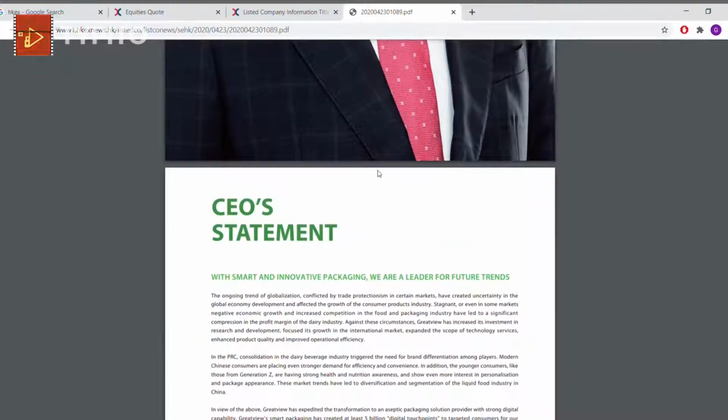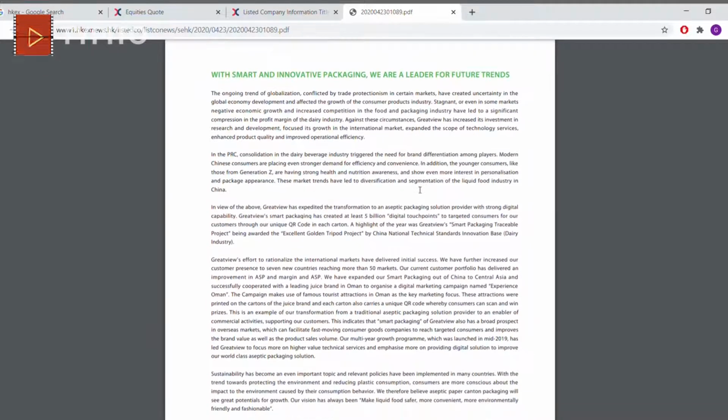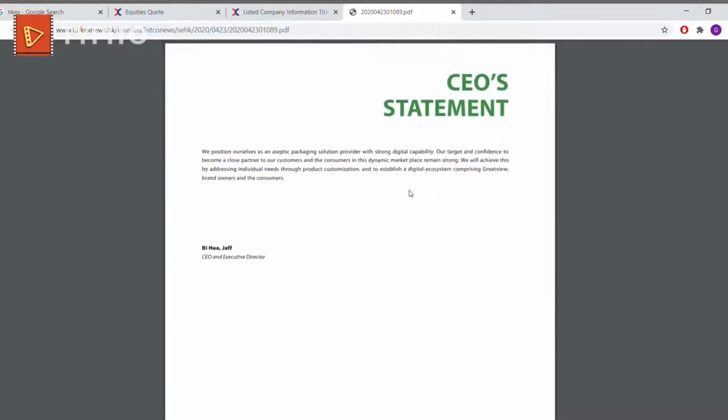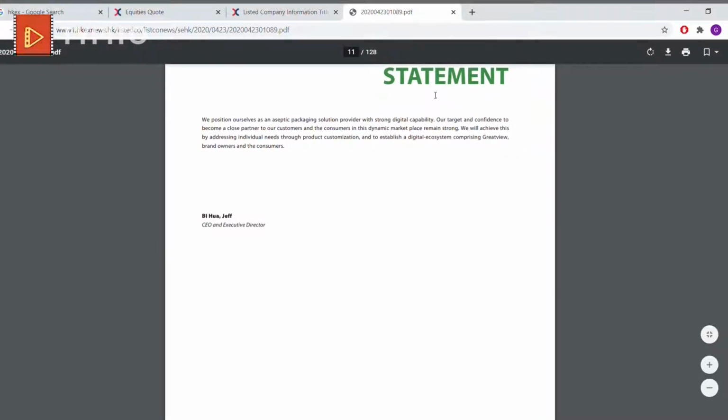Usually, I will look at the CEO statements to understand more about the prospects of the company, as well as having a better understanding of the financial performance of the company. So this is a section that I will usually read through to gain more understanding of the financial results for the past year, as well as the future prospects of the company.